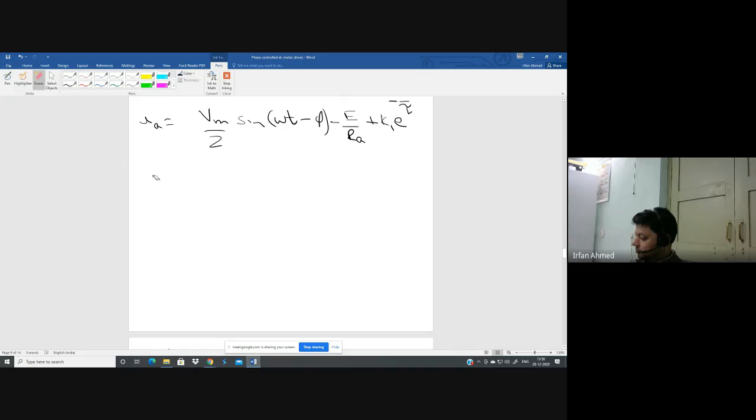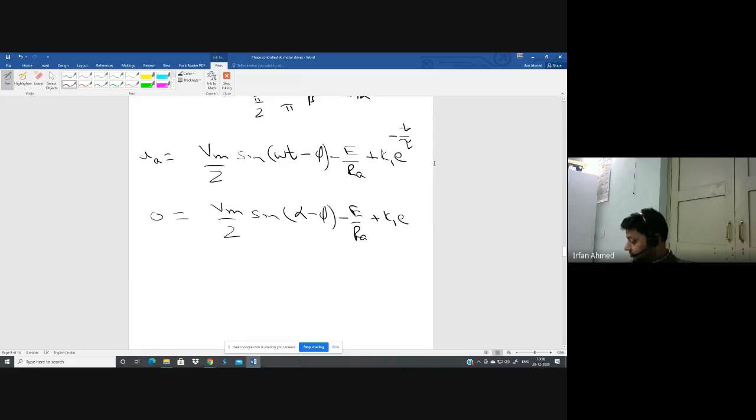So this equation will become 0 is equal to Vm by Z sine alpha minus phi minus E by RA plus K1 e to the power minus alpha by omega tau.